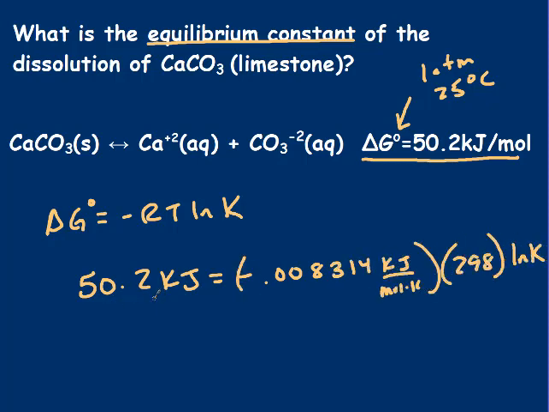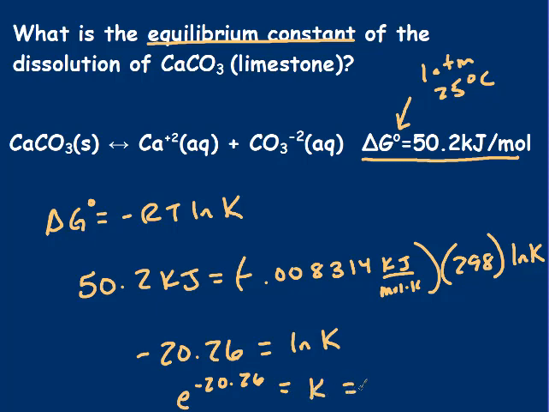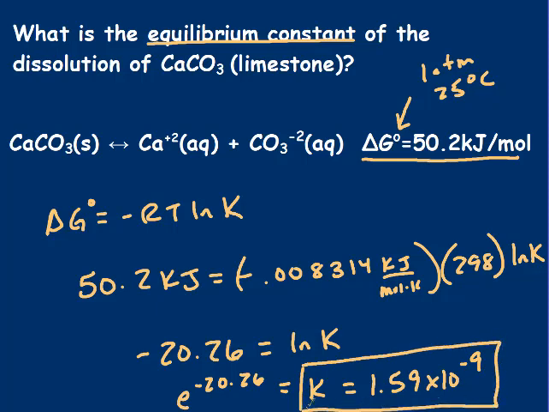So we had 50.2. We need to divide by negative 0.008314 times 298, which gives us negative 20.26 is equal to ln of K. Just like before, I'm going to say e to the negative 20.26 is going to equal my K, which in this case is 1.59 times 10 to the negative 9th. Notice that this K is much smaller. This reaction will definitely be reaching equilibrium, not completion.